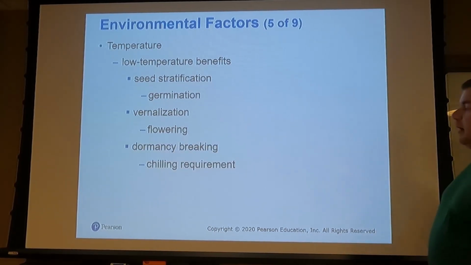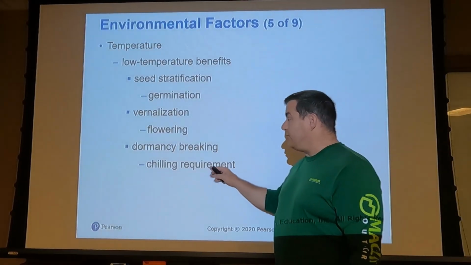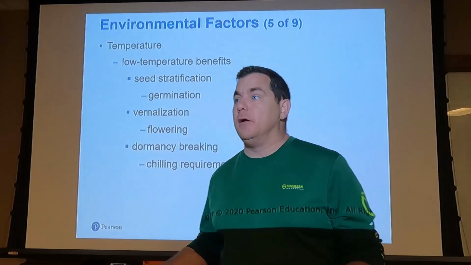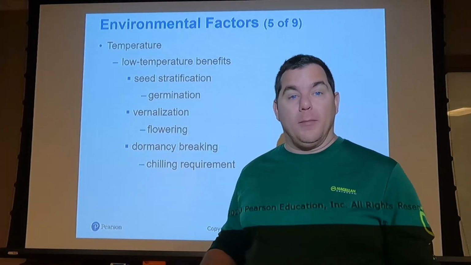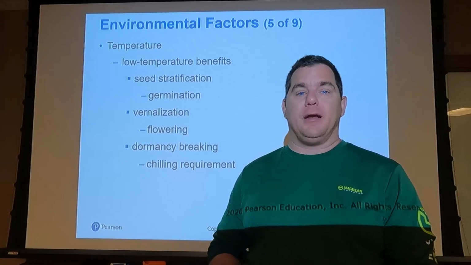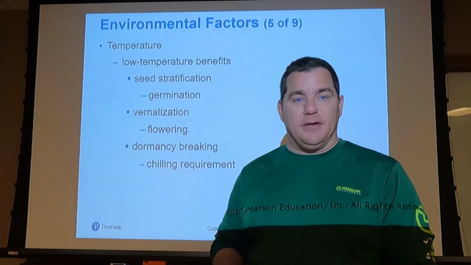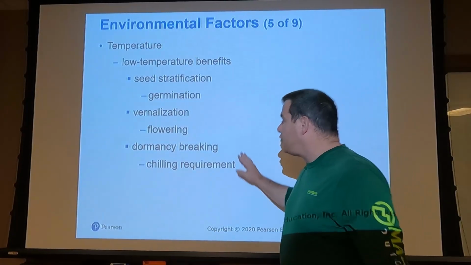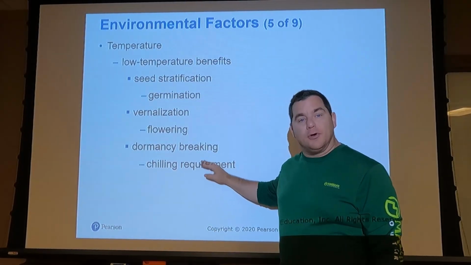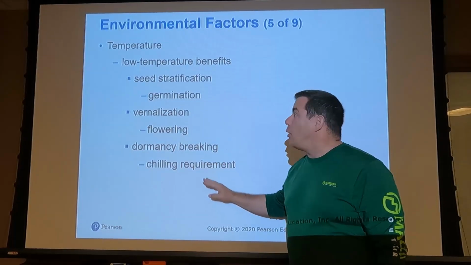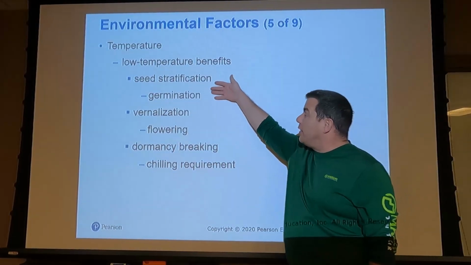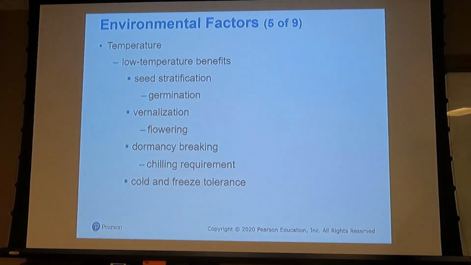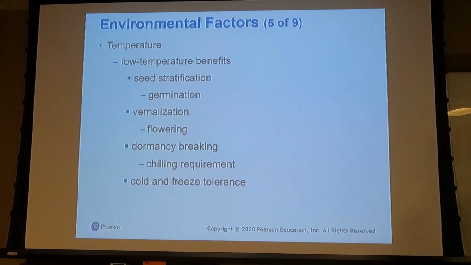And then finally, dormancy breaking. So there's this chilling requirement. It's much like we have a warming requirement. We need our soil temperatures to be right, like 55 degrees, consistently. We need to have moisture. We also have it the other way, where those seeds need to undergo some chilling requirement before they can germinate or break dormancy. So kind of part of seed stratification. And then cold and freeze tolerance.